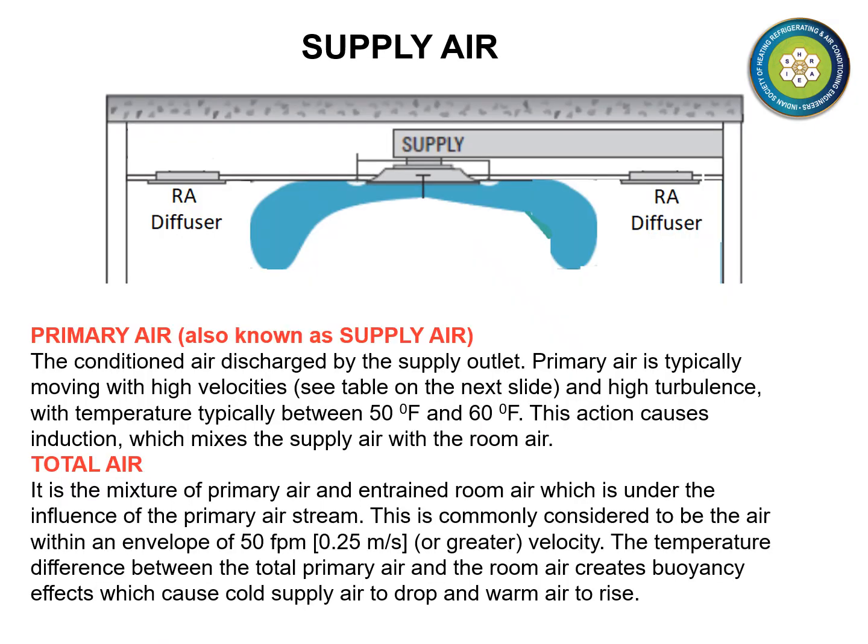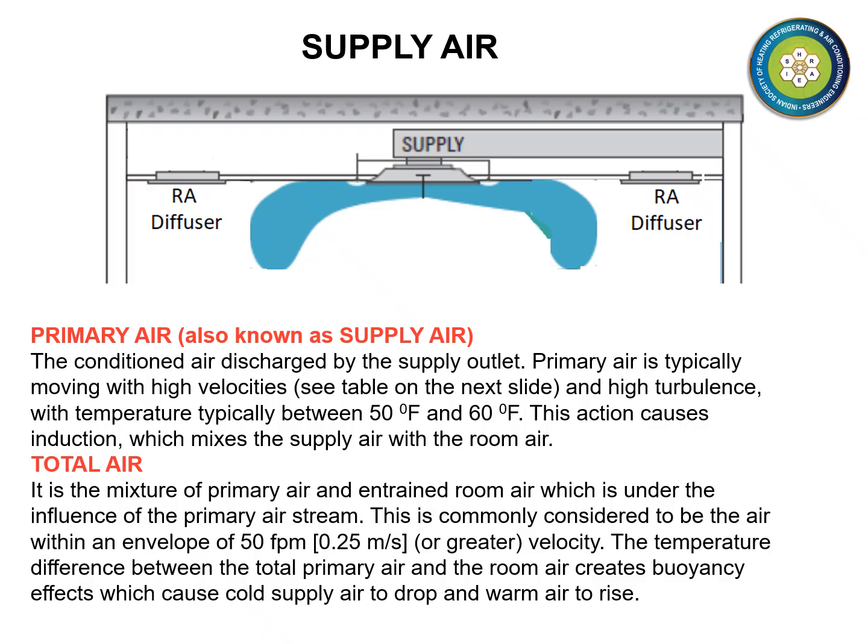Shown on this slide is conditioned air being fed into a room via a square diffuser. Primary air or supply air is the air discharged by the diffuser and is shown in blue. Primary air is typically between 50 and 60 degrees Fahrenheit and is moving with high velocity and high turbulence. This causes induction, that is, a mixing of supply air with the room air below.